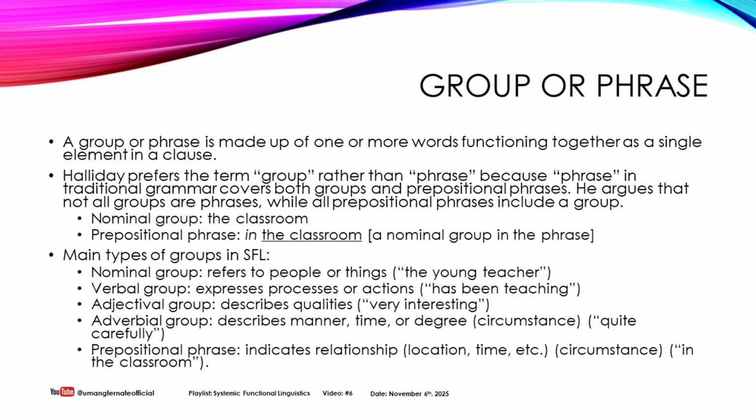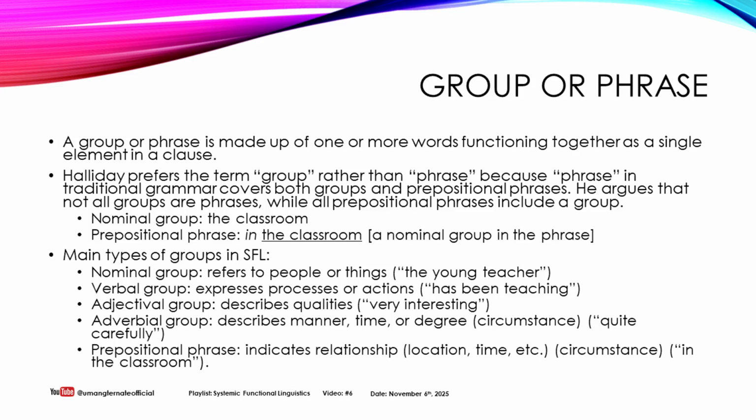This will clarify the terms like nominal group. I know we've used the term, but we haven't said what the term means. So we have a nominal group, which refers to people or things, like the young teacher. You need to understand that the word nominal means noun, okay? A group name is based on the class of the head word. The head is the word that tells us what the group or phrase is about. So because the group, the young teacher, is about the teacher, and because the word teacher is a noun, the group is called a nominal group.